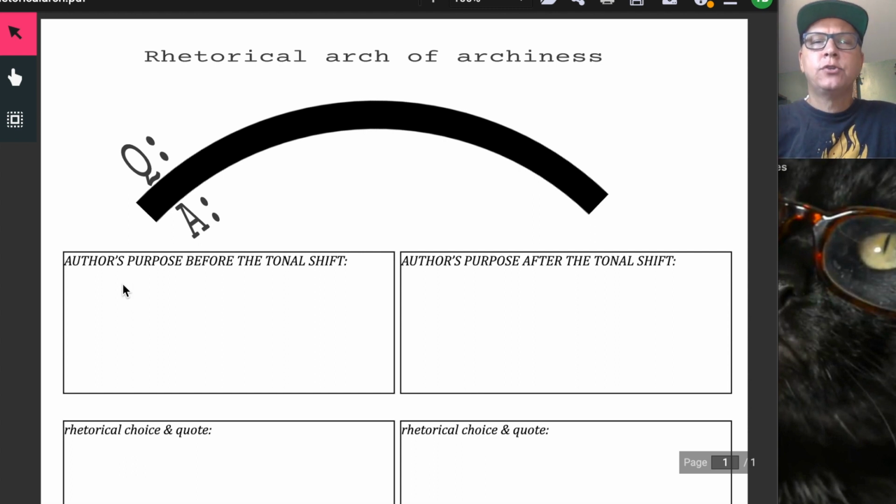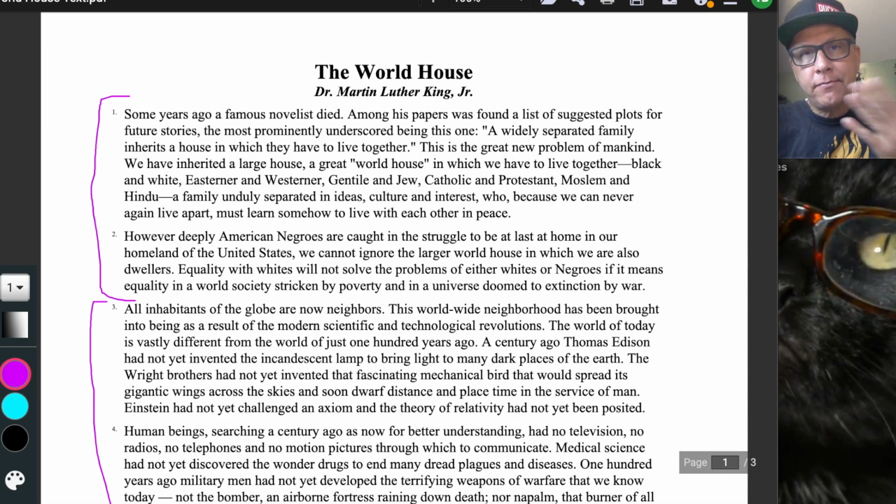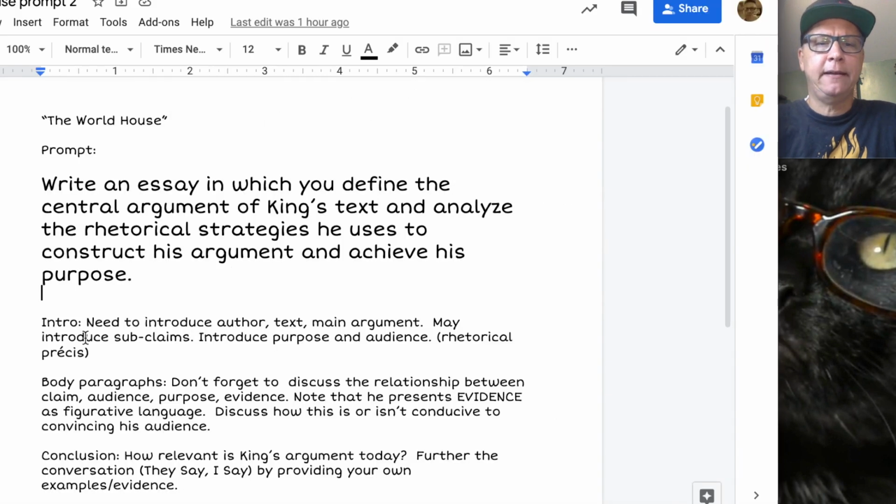So first of all, the actual text we're going to use to help us work through this is The World House by Dr. Martin Luther King, because I have a prompt for that. But the prompt for this particular piece is really generic in terms of most of the prompts that you'll come across when it comes to writing a rhetorical analysis essay. So let's first take a look at the kind of prompt that you might get.